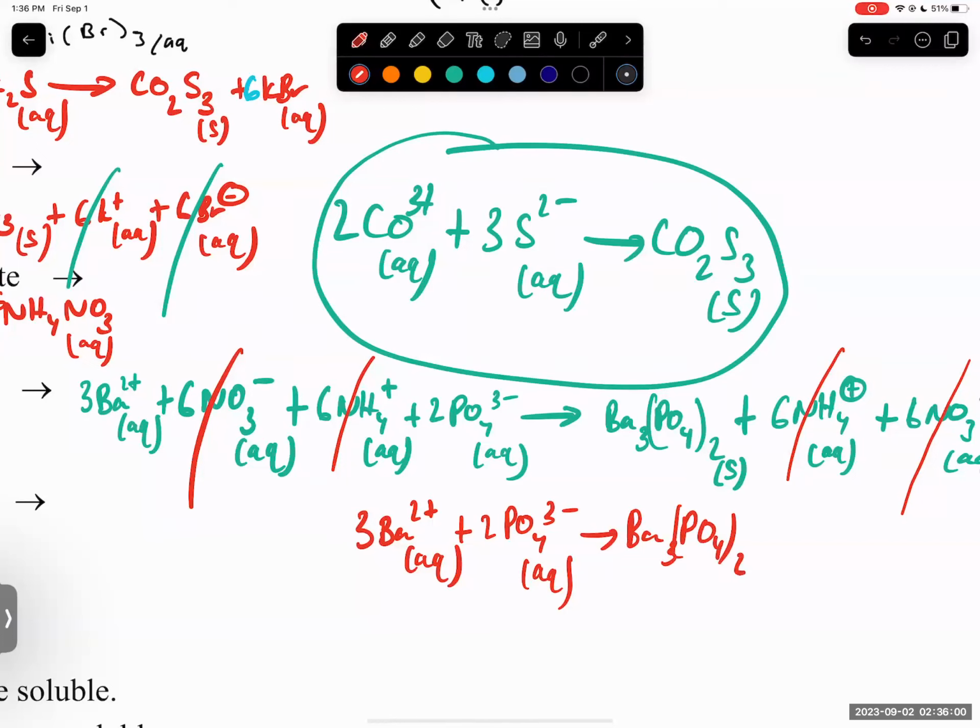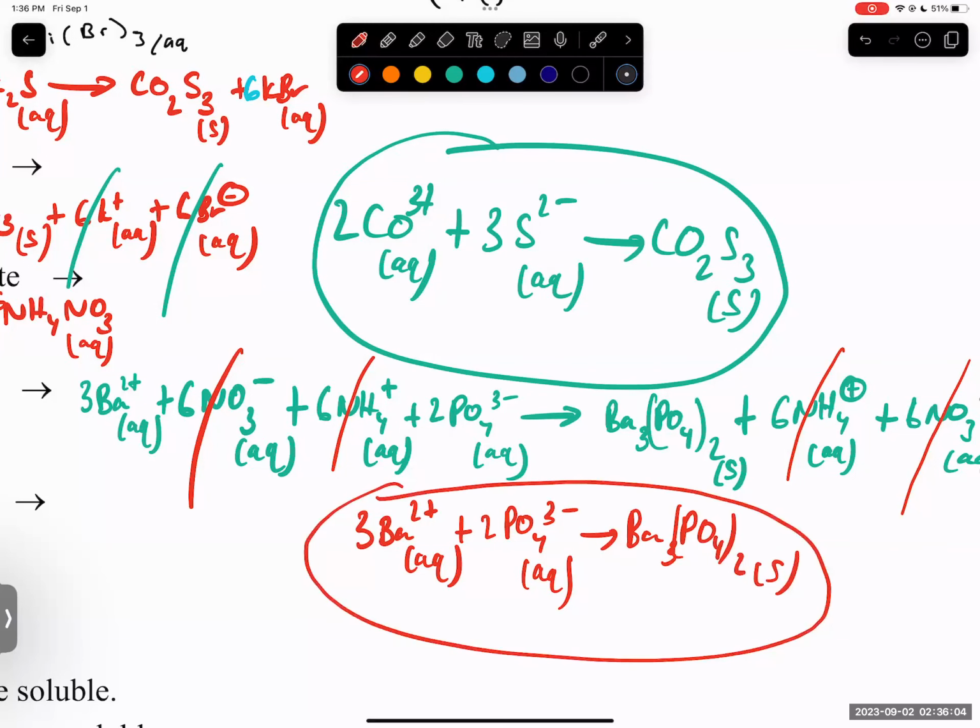A3 PO4 2. Net ionic equation. All right. Y'all good on these or more?